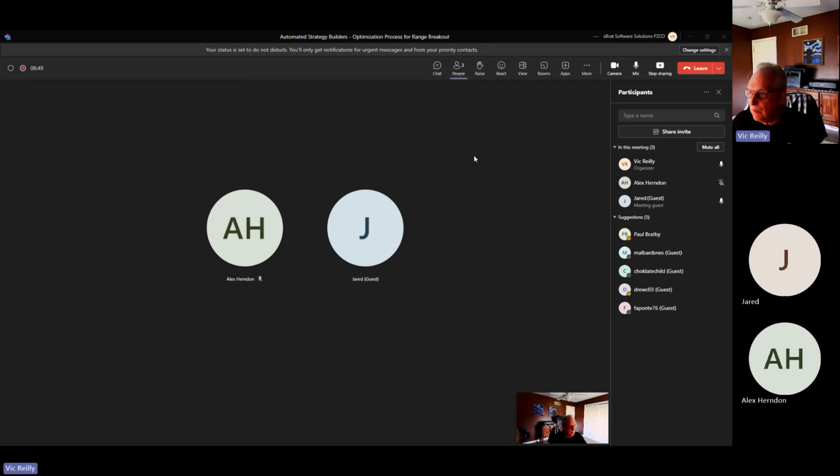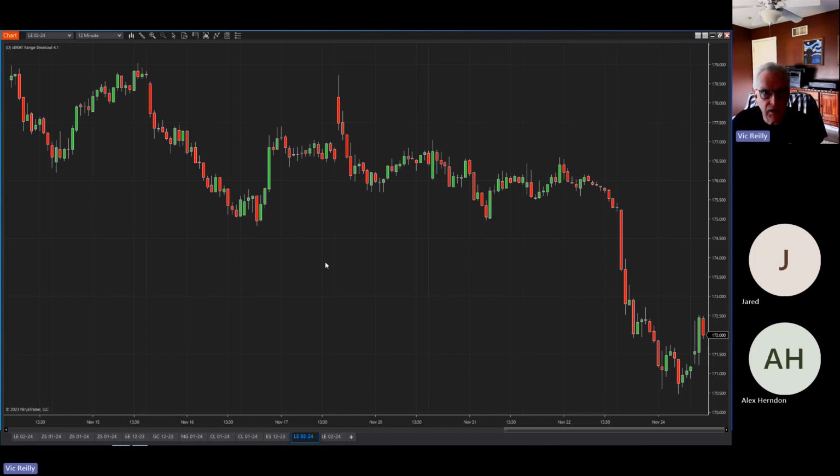I'm going to jump into, can you guys see my screen? Yes, sir. Okay. So as I mentioned, the automatic strategy builder, the range breakout, which you can see up here in the top left corner, is active, or loaded, I should say, on this chart. It runs only on NinjaTrader at this point in time. I'll get into some of the setup in a second, but it's one of the 4 strategies that GTS offers from their indicator suites.